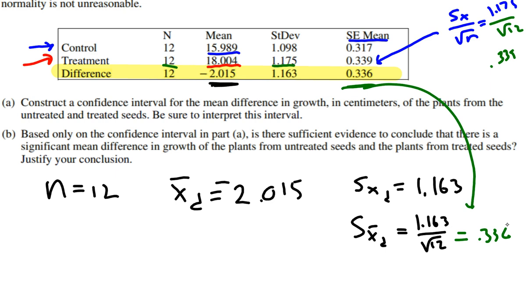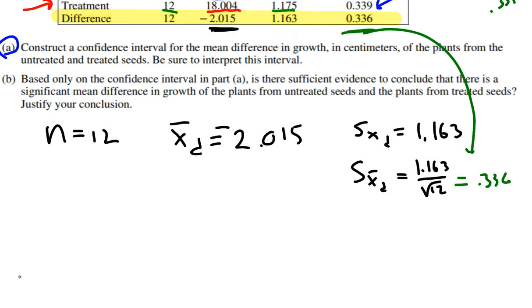So part A asks us to construct a confidence interval for the mean difference in growth in centimeters of the plants from treated and untreated seeds. Be sure to interpret this interval. Now, when they mention to construct this confidence interval, you should go through the same set of steps that you go through if you're doing a significance test. So let's start to write a few things down here.